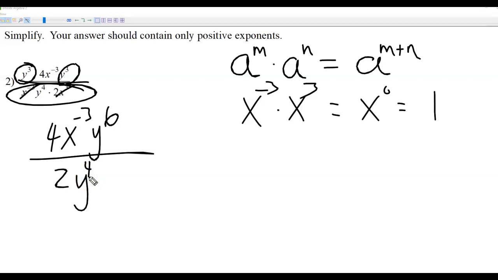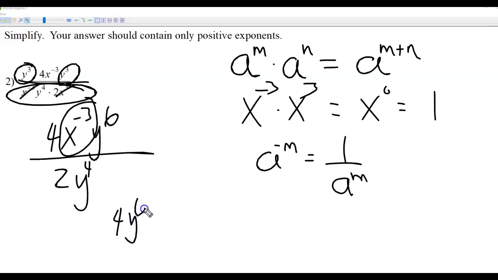Now, the next thing I want to do is I don't like having expressions that have negative exponents. And the rule for negative exponents is like this. If you have a negative exponent, it just makes it a reciprocal. Okay, so in this case, the x to the negative 3, I'm going to be moving that to the denominator, so it looks like this now. The 4 and the y to the 6th stay in the numerator, but now we have a 2y to the 4th on the bottom, as well as the x to the 3rd. That one went to the bottom because it was a negative exponent.